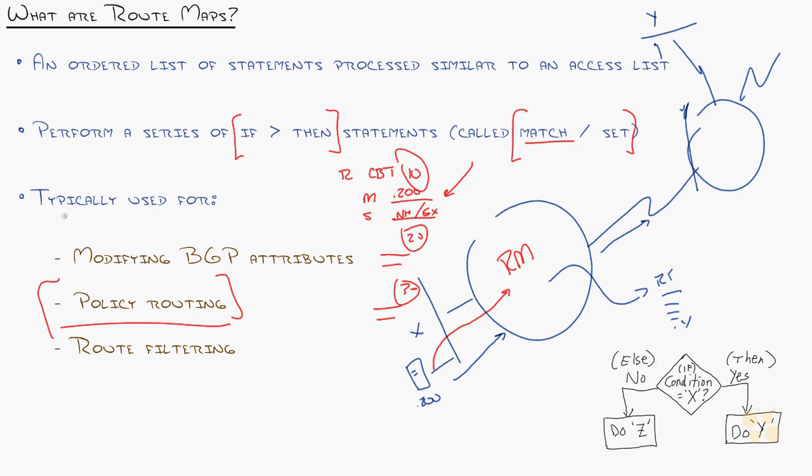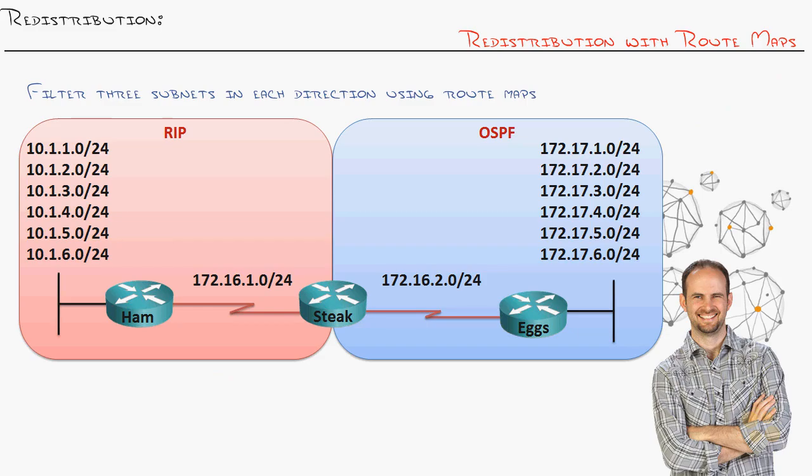But you notice there's a few other things you can use it for. You can use it for modifying BGP attributes or route filtering. And that leads us back to this slide, redistribution with route maps. I figured I could show you the route map syntax and show you route filtering all at the same time. So we've got 3 different routers, ham, steak, and eggs, with 2 different routing protocols, RIP and OSPF. Now, I'm not doing redistribution as of yet, so we'll go to the steak router, which is this guy in the middle, and make some magic happen.